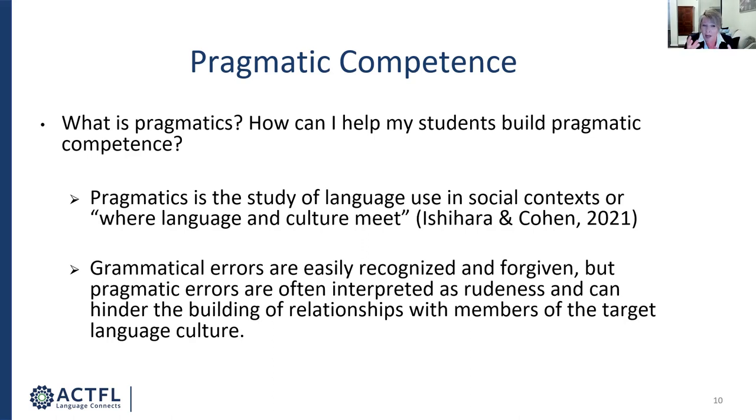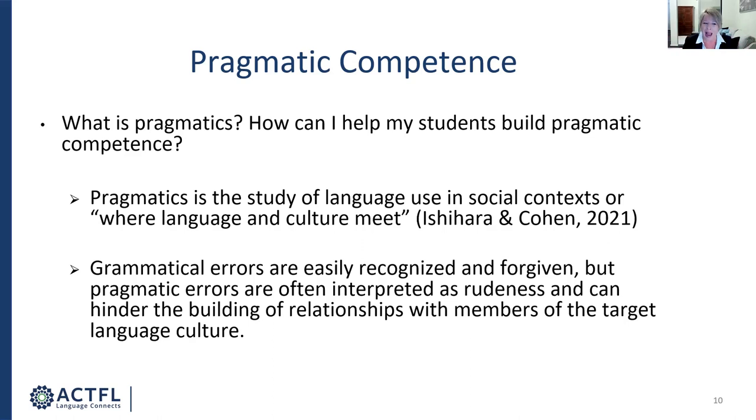It's beautiful to teach pragmatics too, because it's where language and culture meet. It's the cultural aspects of language, and students find that fascinating. It's motivating for them. And it's also important to teach pragmatics so that they can build relationships with members of the target language culture. Grammatical errors are really easy to recognize and notice and forgive. So if your neighbor says, oh, my husband, he work at the university, you know that your neighbor meant to say works, and it's not a big deal. You just get over it because it's just a simple grammatical error.